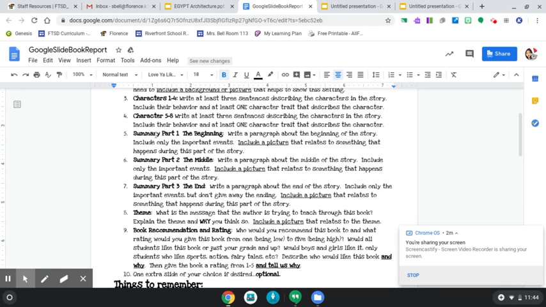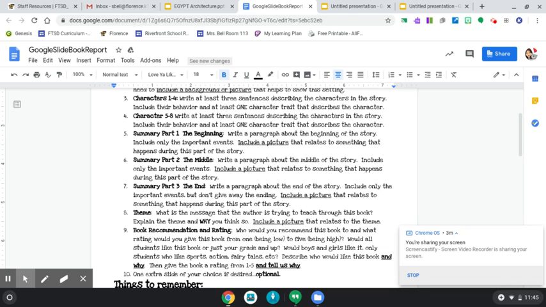Slide 5 is the summary part 1, the beginning. Write a paragraph about the beginning of the story. Include only the important events. Include a picture that relates to something that happens during this part of the story. Slide 6, summary part 2, the middle.